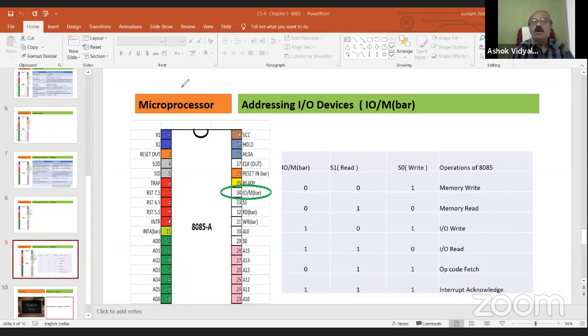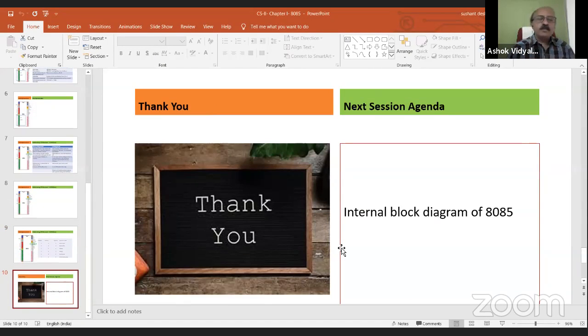So this is all about today's session, friends. We have completed the brief and the details about the pin diagram in this session. So thanks for joining this session. In next session, we are going to complete the internal block diagram of 8085.